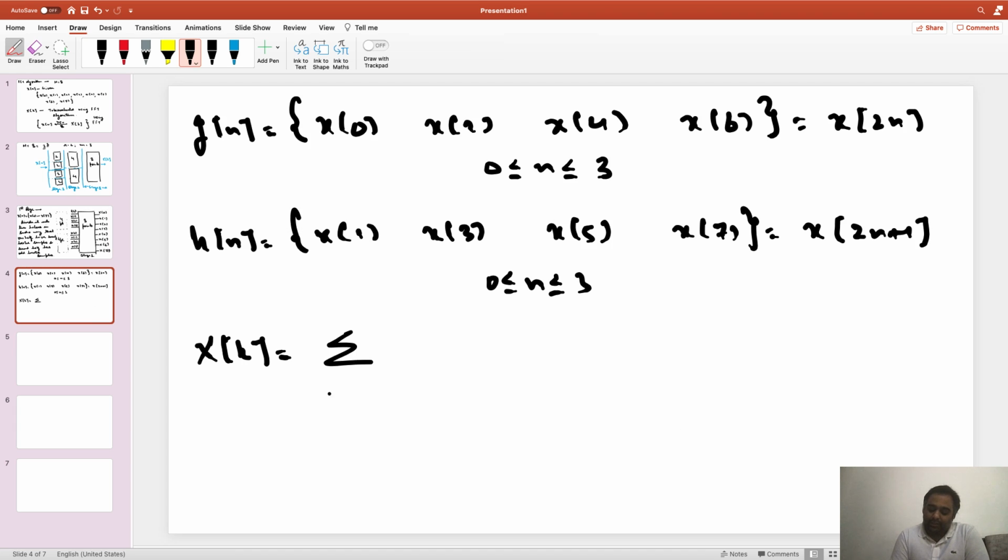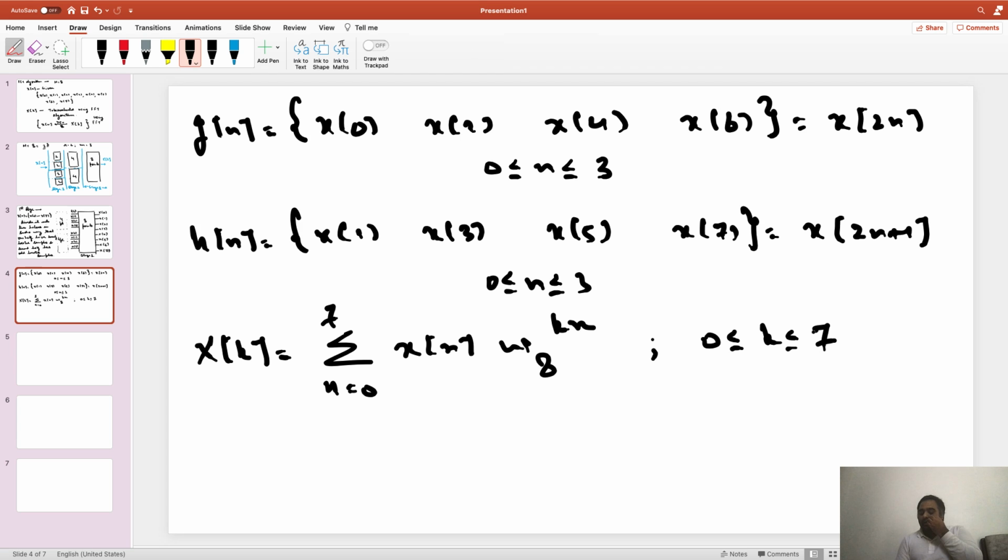The conventional definition of X[k] is the sum of x[n] W_N^(kn), and in this case N happens to be 8, so instead of capital N, I will write 8, and here k varies from 0 to 7. The same way n varies from 0 to 7. This I can bifurcate into two halves, one with even index values and the other with odd index values. So this becomes n equal to 0 to 3.